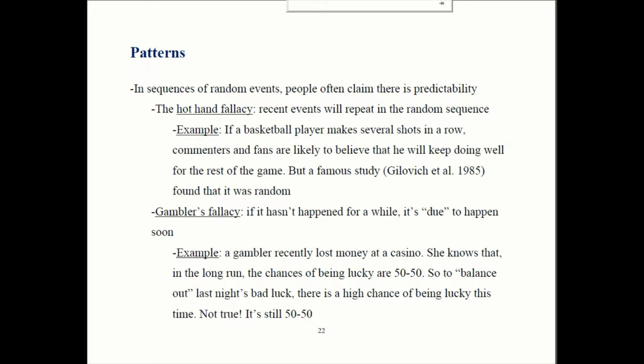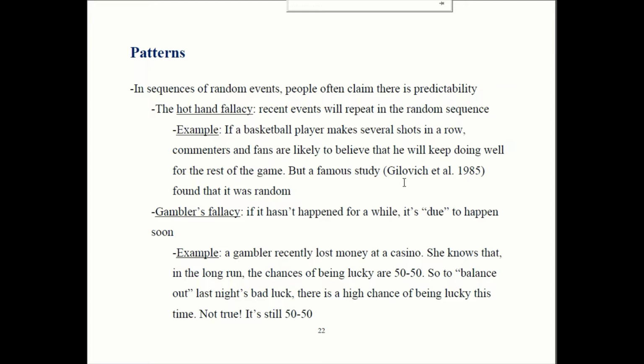So the hot hand fallacy came from this very important paper that got a lot of attention, by Gilovich, I'm not quite sure how to pronounce that. It's a famous paper that studied basketball data. They look at things like, did a player complete a shot, and did they complete the shots following that.